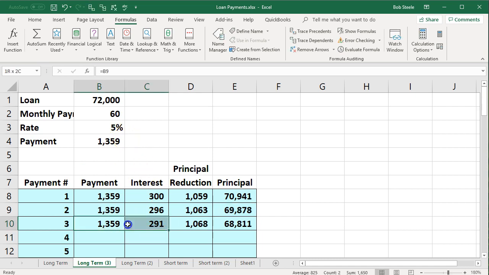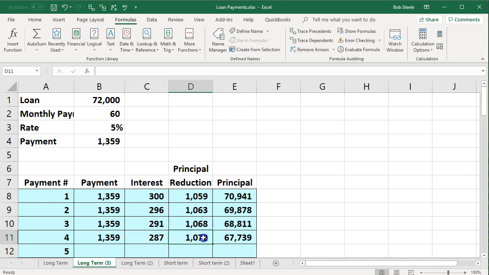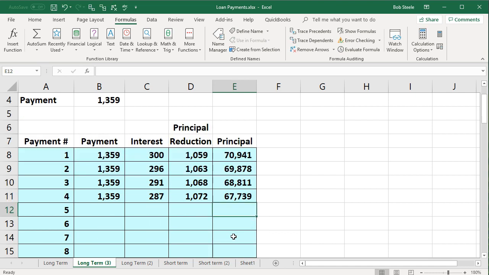So now let's do the same thing. I'll highlight these cells, put our cursor on the autofill, and drag that down, and now this does what we want. That's the same. This does what we want. This times the principal, which drags down, divided by 12. The principal reduction does what we want. The principal does what we want. Now we're just going to drag this all the way down and see if it does what we would expect after 60 payments. What would we expect? The principal to go down to 0.